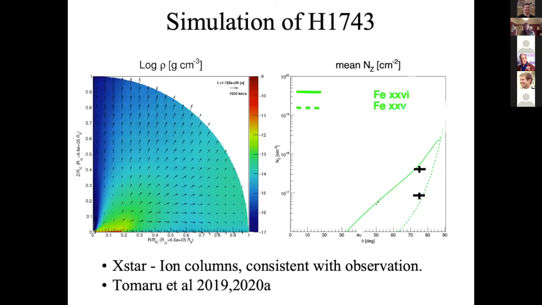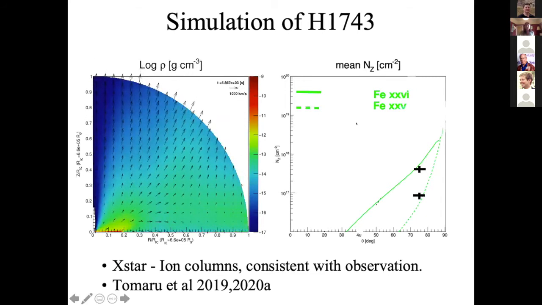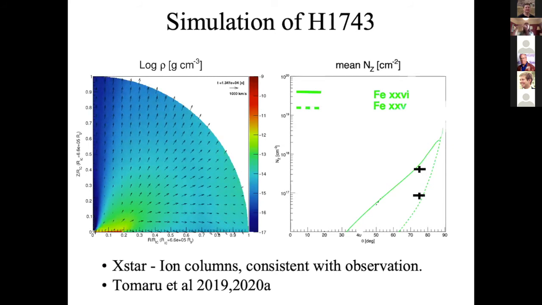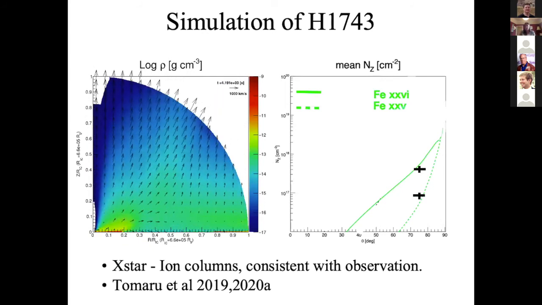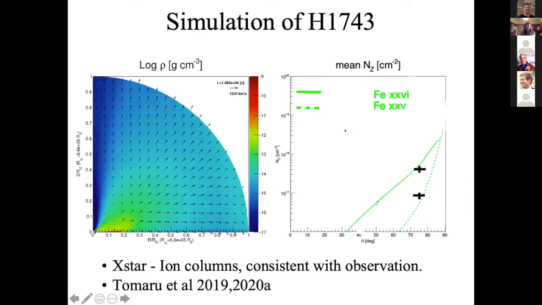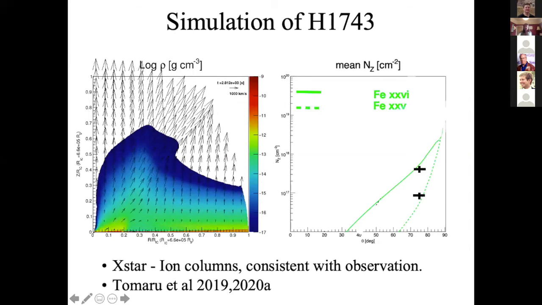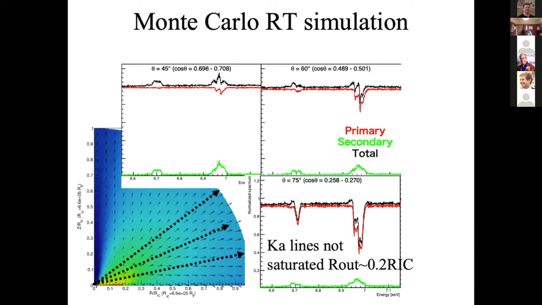Okay, then what you need to do is get the ion columns by using XSTAR, and then you can compare those predicted ion columns, which are a function of inclination angle, with the measured ion columns, and you can actually get ion columns that are more or less consistent with those observations of the column you need in Fe 26 and Fe 25. So this is just showing various slices through that wind.